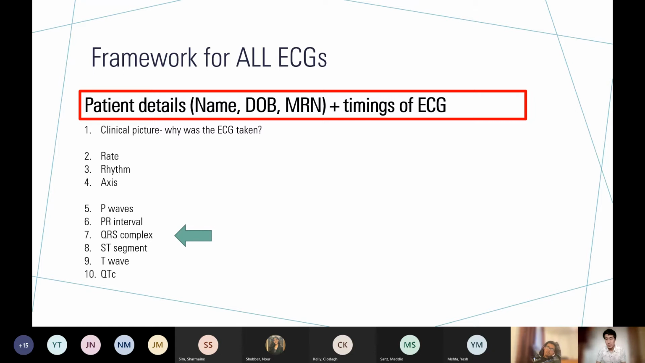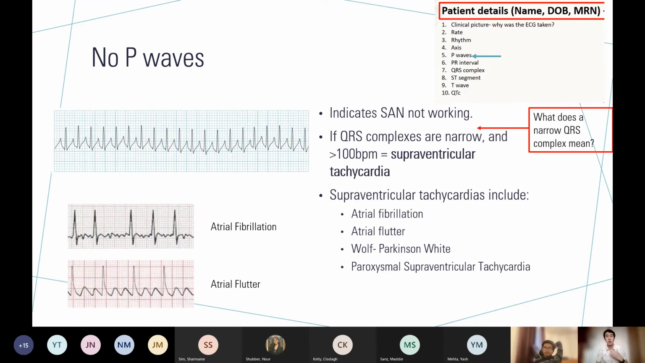Fab. Moving on to the rest of it, the more exciting bit, as Anush says. So starting with P waves, or to be more specific, no P waves. So what do we call it when, actually no, yeah. So no P waves just indicate that the sinoatrial node is not working.